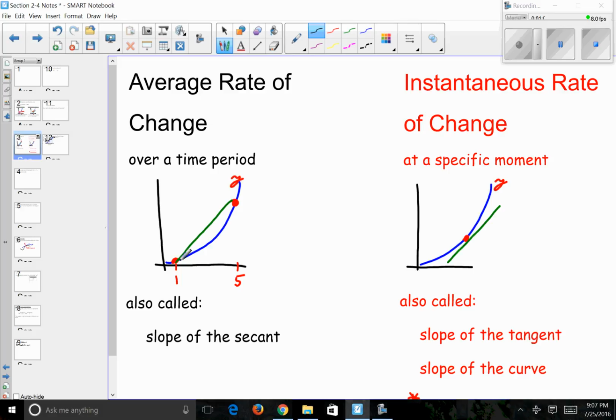In other words, if I were to connect those 2 points, I would have a secant line. Remember, a secant line intersects an arc at 2 points, and I'm just finding the slope of that line. So it would be the y value at 5 minus the y value at 1, change in y's, over the change in x's. And that part of finding an average rate of change is something you're used to.